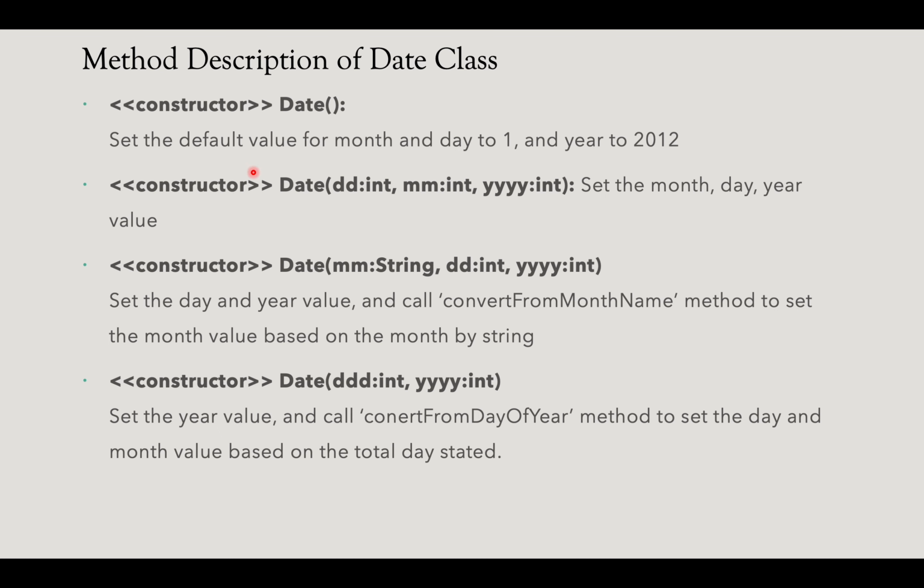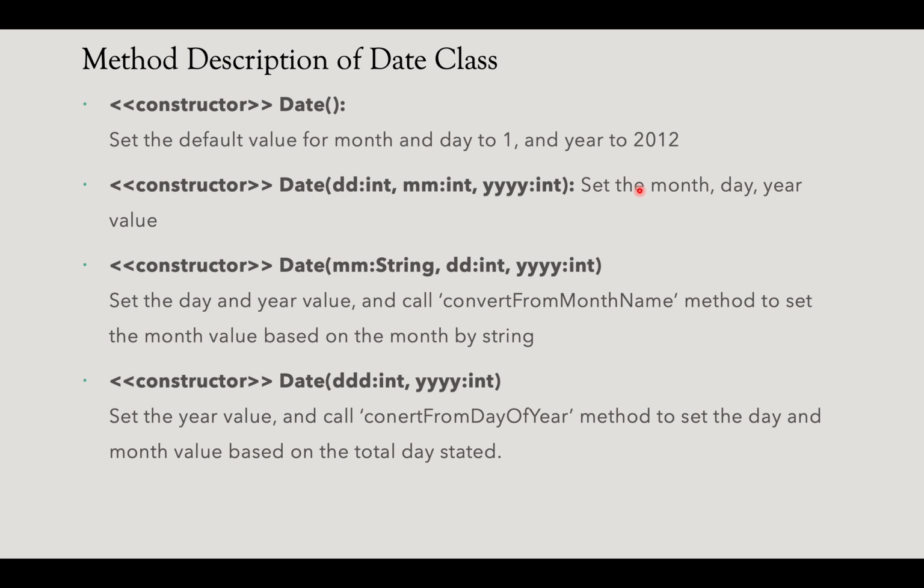Okay, we have 4 constructors. One will take in nothing. So we're going to set the default value for the month and the day to 1. The month and the day will be 1, and the year 2012. So the first constructor does not take in any parameter, but it will be set to a default date.